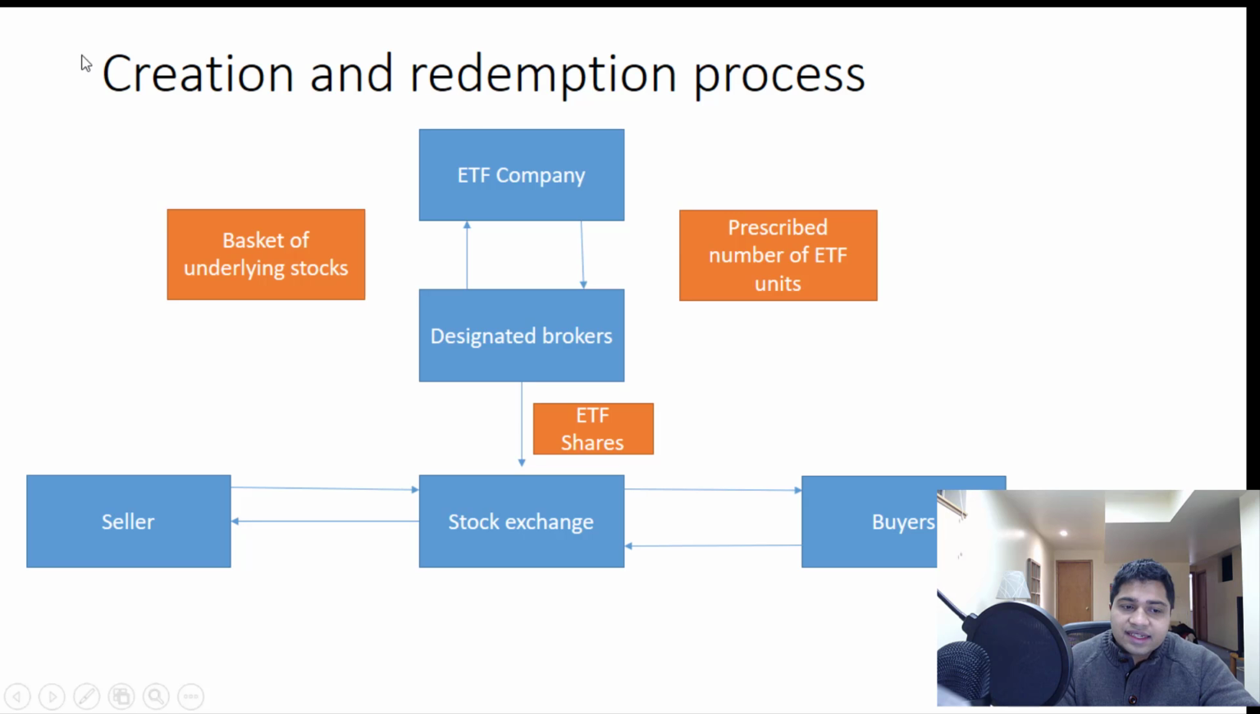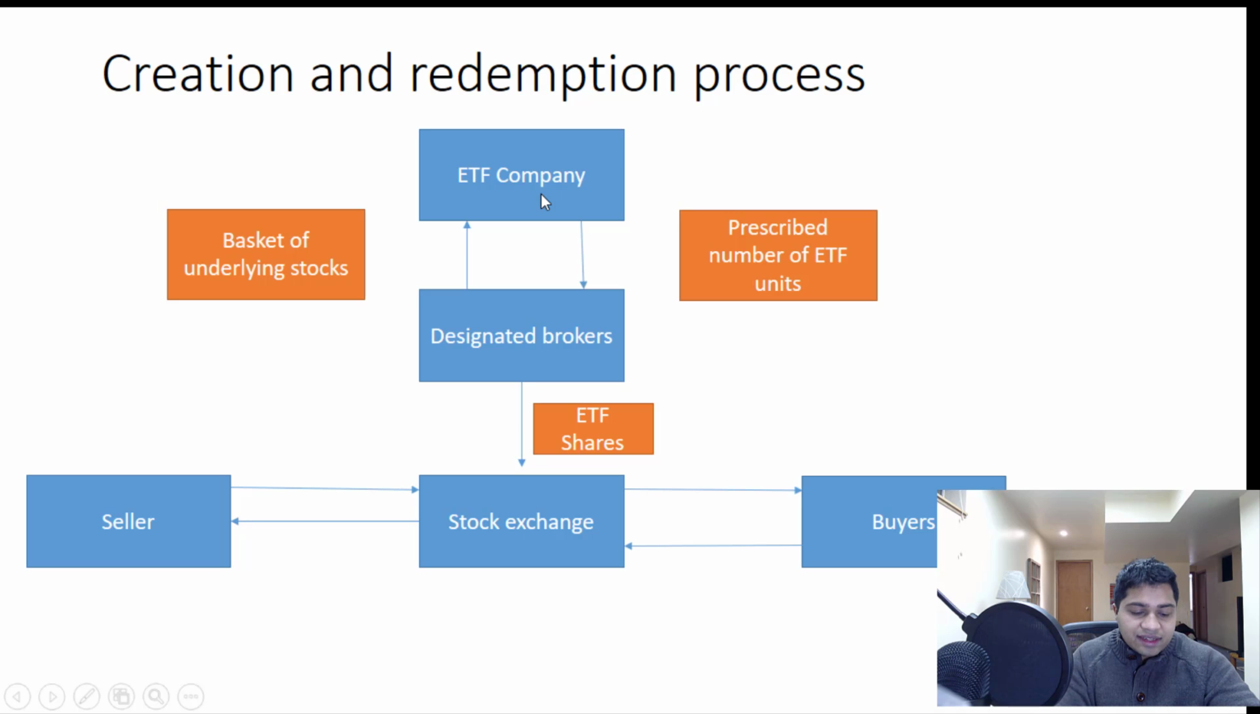Now this is the structure of an ETF and the creation and redemption process. So there is an ETF company, designated broker, stock exchange, and then there is seller and buyer. Now how does it work? The ETF company creates certain units. So it gives a prescribed number of ETF units to a designated broker, right? And the designated broker gives a basket of securities back to the ETF company.